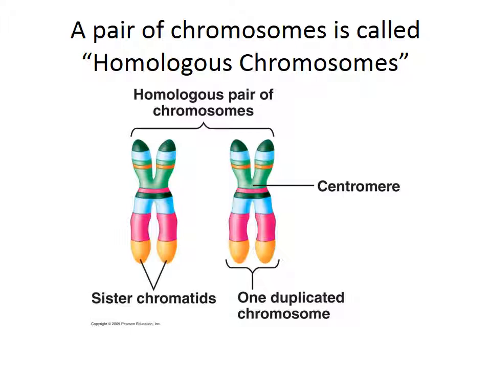A pair of chromosomes, in other words, that pair of chromosomes that has the same genes, is called a pair of homologous chromosomes. You can see on this picture that there are two duplicated chromosomes, and those two chromosomes have the same genes on them, indicated by the colored bands. So this is a homologous pair of chromosomes. And you can also see that if you look at just a single one of those duplicated chromosomes, it's actually two sister chromatids that are attached together in the center at the centromere.